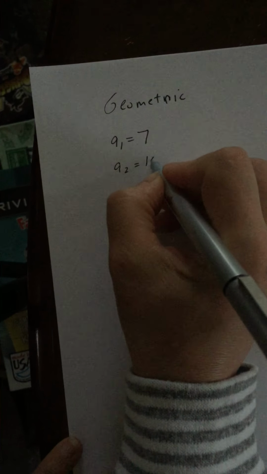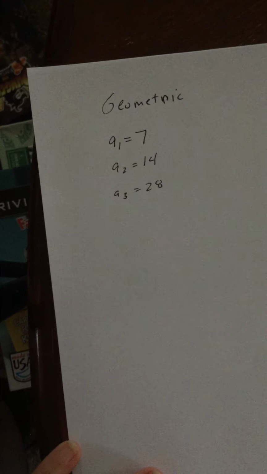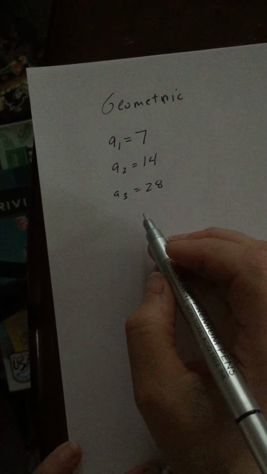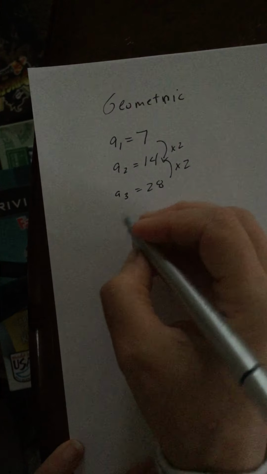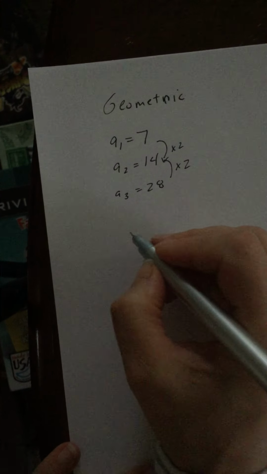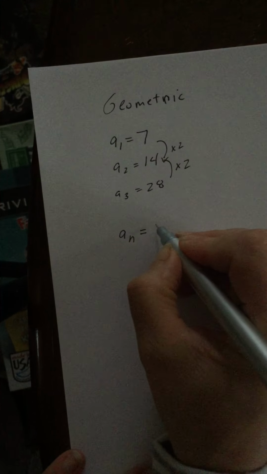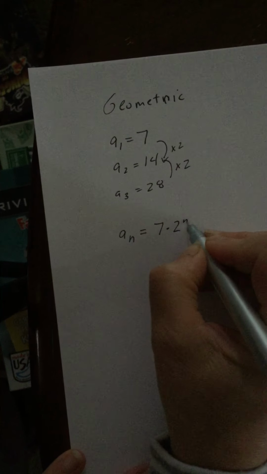Okay, so then there's going to be 14, right? Then there's going to be 28. You get the picture for that one. So what is that going to look like? Let's see what that looks like with an explicit definition. So again, I'm multiplying by 2 each time. An explicit definition for that one is going to be a sub n is equal to 7 times 2 to the n minus 1.